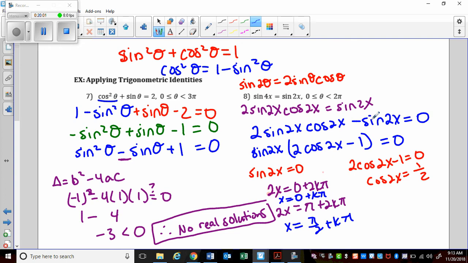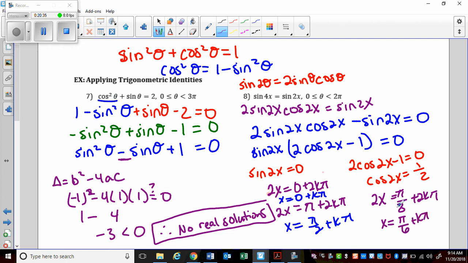And then on the cosine side, haven't done this side yet. Cosine is 1/2. 1/2, that's my 30, 60, 90 degree triangle. And this is 60 degrees. So I think that is 2x equals pi over 3 plus 2k pi. When I divide by 2, I get x equals pi over 6 plus k pi.